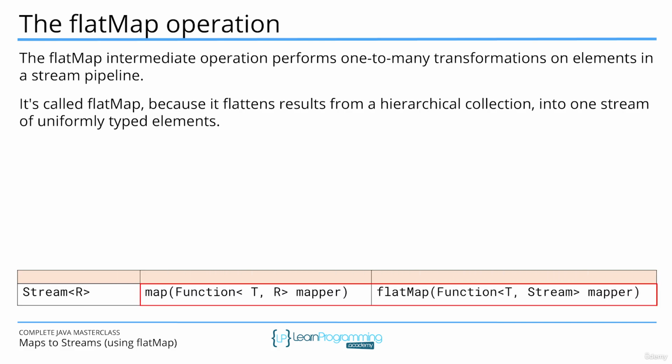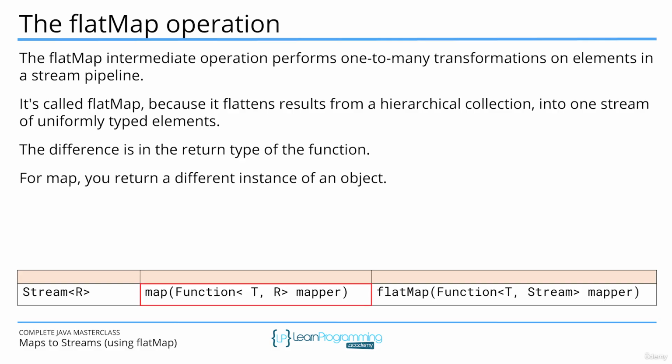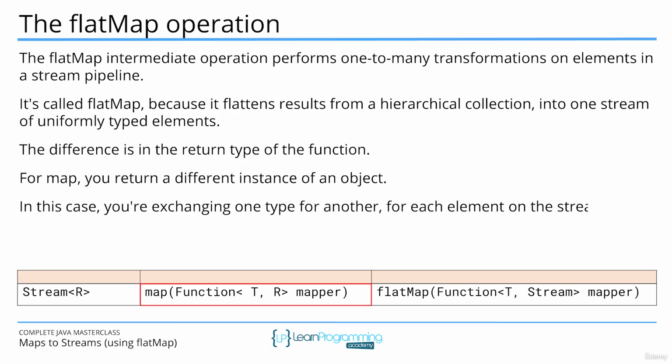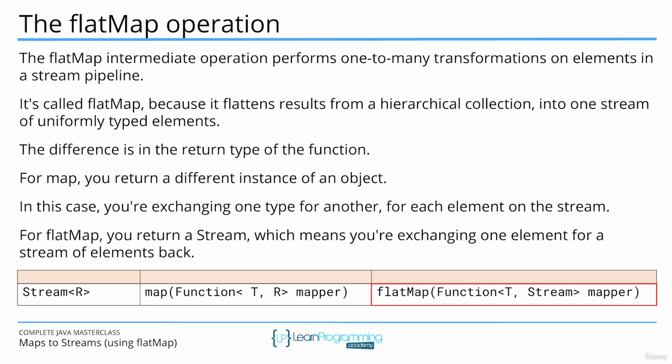On this slide, I'm showing the flat map operation next to the map operation with some of the generic typing removed for clarity. You can see these operations look very similar. The difference is in the return type of the function. For map, you return a different instance of an object. In this case, you're exchanging one type for another for each element on the stream. For flat map, you return a stream, which means you're exchanging one element for a stream of elements back. Let's see why this is a big convenience and examine it in the context of some code.